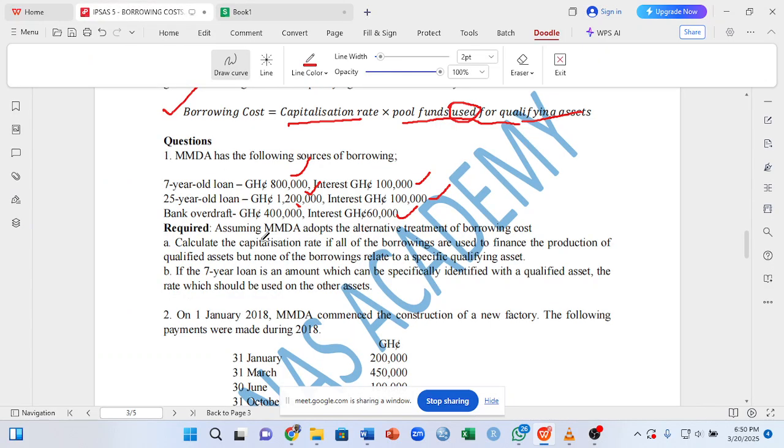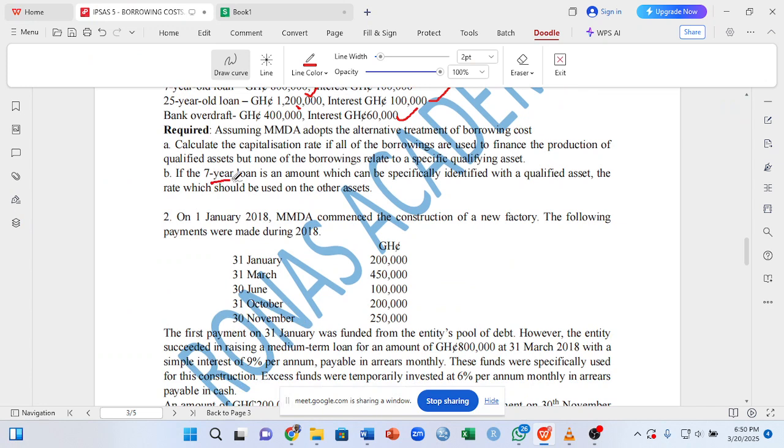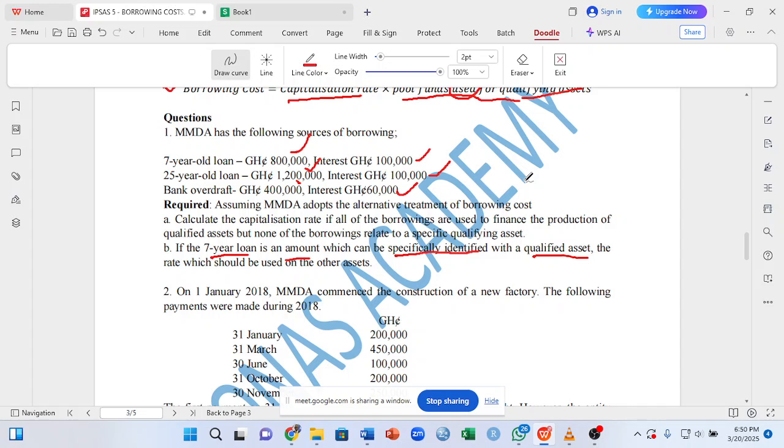Then we come to B. B says that if the 7-year loan is an amount which can be specifically identified with the qualifying asset, we should look for the rate which should be used on the other assets. The main intention of B is to tell you that if you have a specific loan, you shouldn't consider it when calculating the capitalization rate. So if the 7-year loan is a specific loan, we are only going to consider the 25-year loan and the bank overdraft. These are the only ones we'll consider. We are not going to consider the 7-year loan.